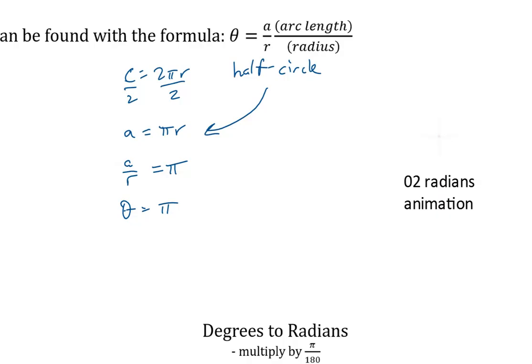How many degrees are in half a circle? 180.